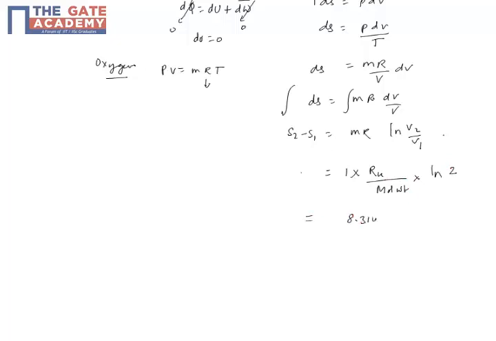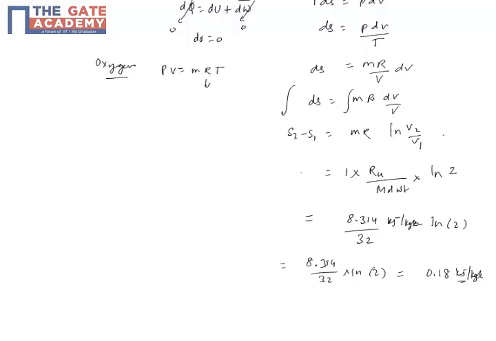The universal gas constant is 8.314 kilojoules per kilomole Kelvin. The molecular weight of oxygen is 32 kg per kilomole, so that is 8.314 by 32 into ln 2. If you calculate, you get 0.18. So it's kilojoules per kg Kelvin, because 8.314 kilojoules is per kilomole, so per kilomole, the mass you have to substitute is 32 for oxygen.